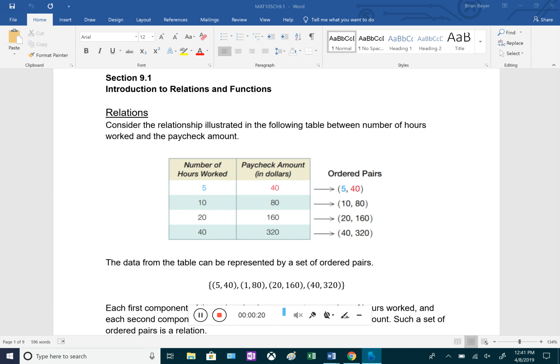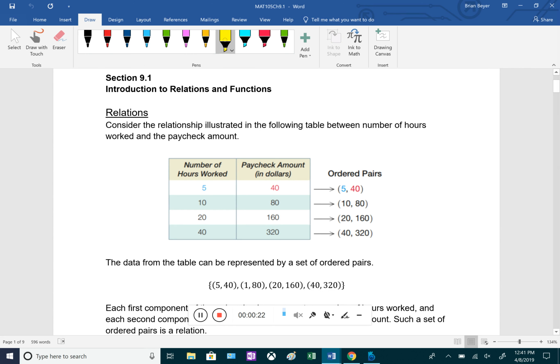So in the left column, we have the amount of hours worked. So 5, 10, 20, and 40. And then on the right, we have the paycheck amount in dollars. So for 5 hours worked, that corresponds to a total of a $40 paycheck. For 10 hours worked, $80 paycheck, and so on. So this is actually a relation.